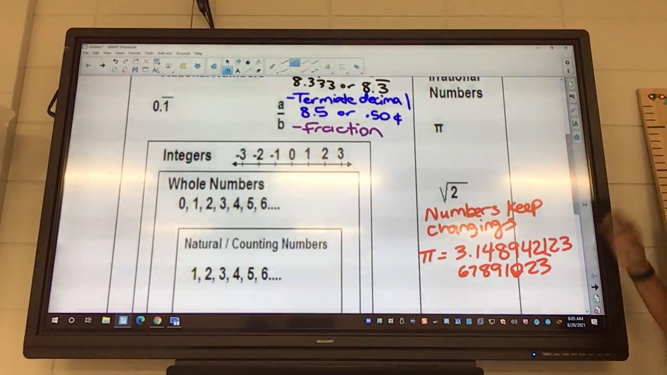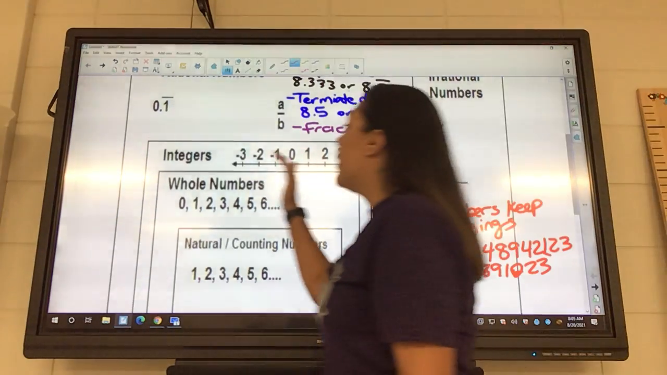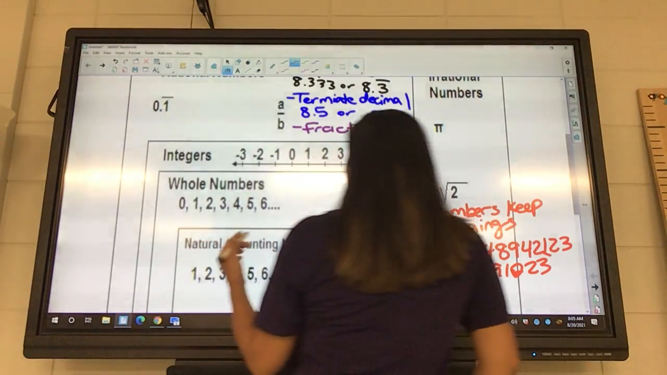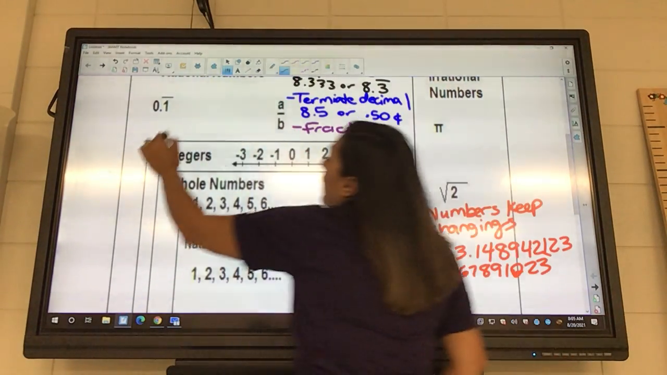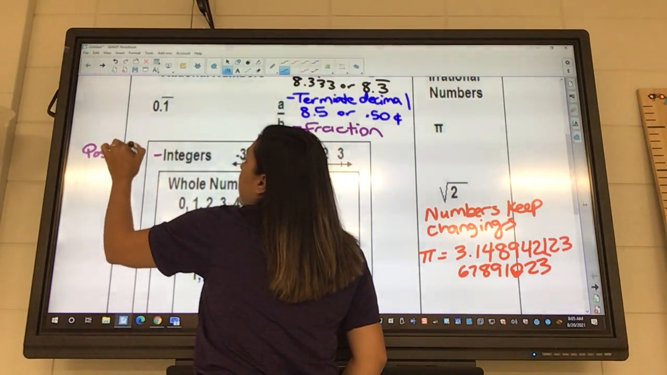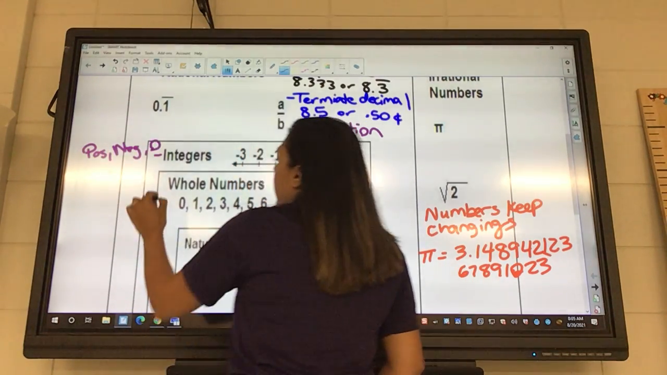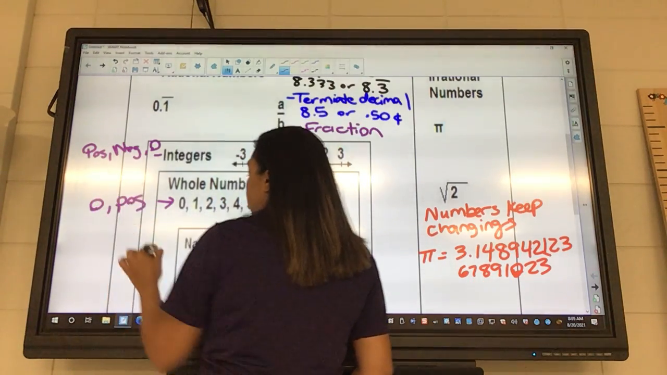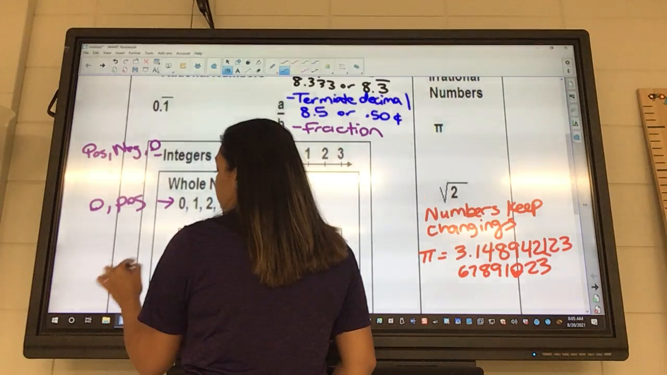There are integers. Integers are going to be anything positive or negative, or 0. So these are going to be positive, negative, and 0. Whole numbers are just 0 and positives, and naturals are just positives.